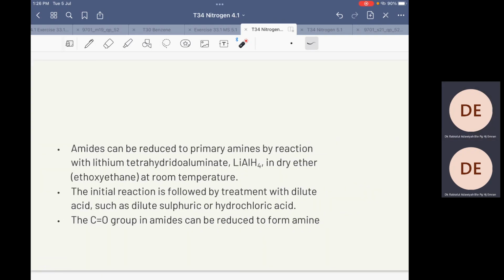So amides can be reduced to primary amines by reaction with lithium aluminium hydride in dry ether. So you do not use an aqueous lithium aluminium hydride, it's explosive. They can occur at room temperature, so no heating is required. The initial reaction is followed by treatment with dilute acid. And as mentioned just now, the C double bond O group is reduced to amine.